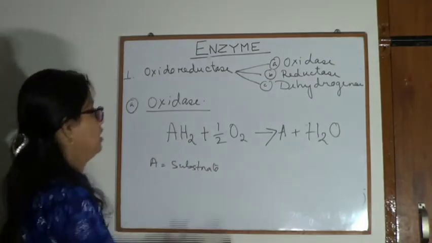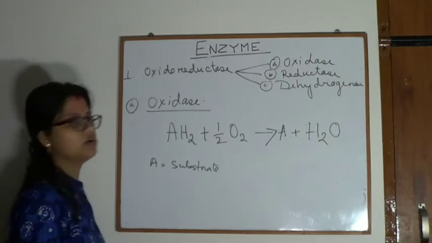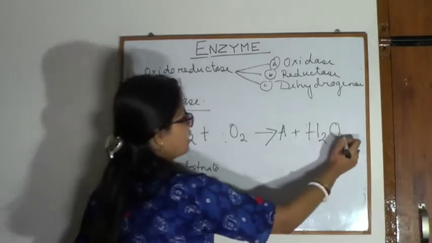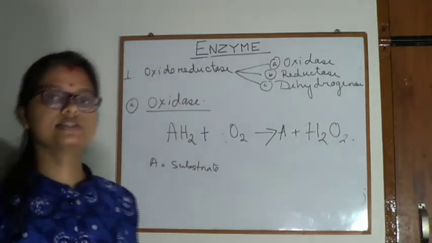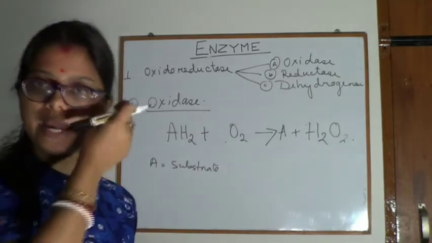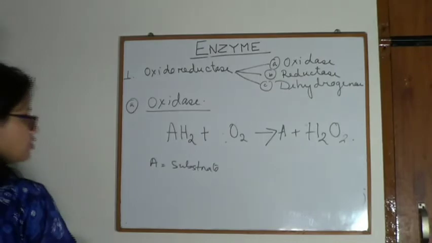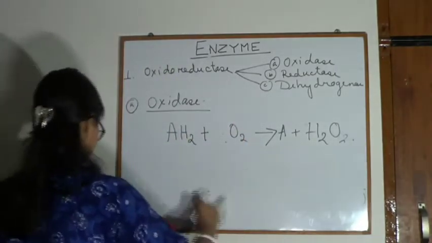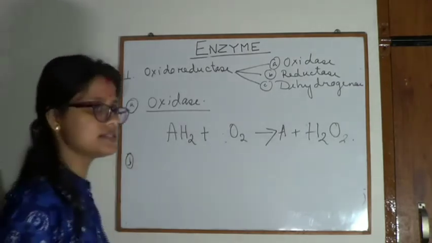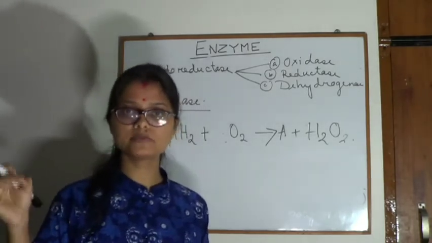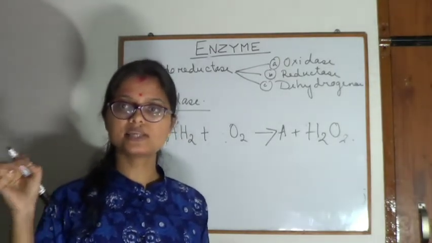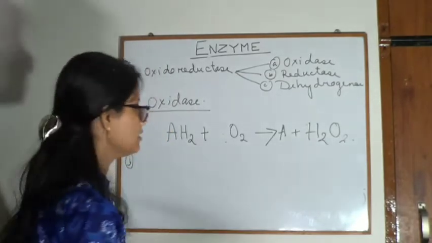This is an example of an oxidase enzyme: AH2 plus half of O2 gives A plus H2O. If we leave out the half of oxygen, then it would be H2O2, which is hydrogen peroxide. Okay, oxidase done. After that, reductase, very easy. Oxidase means the enzyme helps in the oxidation reaction, and reductase enzymes help in the reduction process.